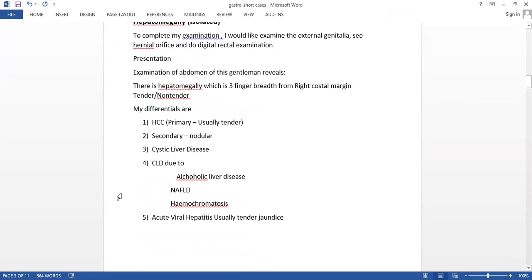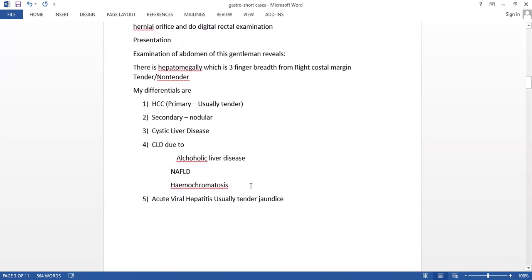And also acute viral hepatitis, which is usually tender, and the patient has jaundice, right? If that is present, then you can consider it. Other than that, you have already said that this patient is cachectic, so it cannot be acute hepatitis, right?